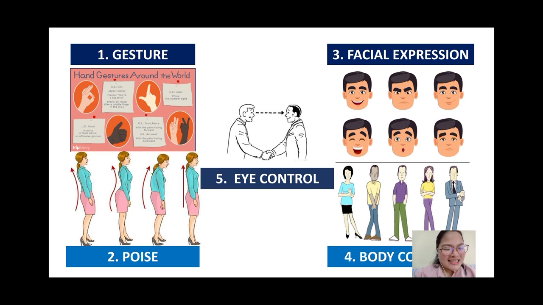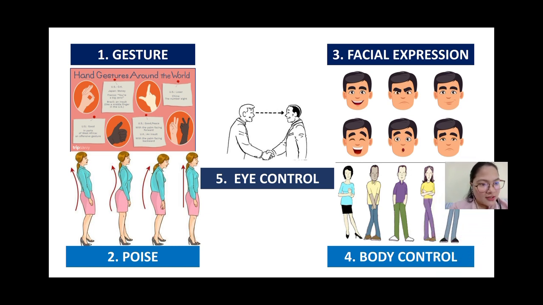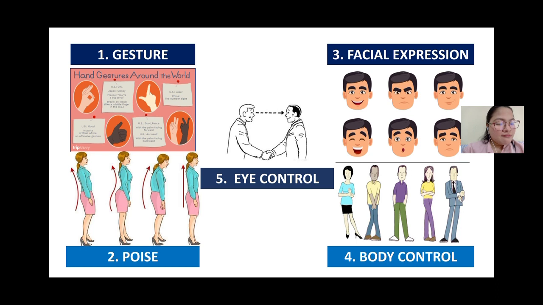Okay, next and last is body control. Okay, you cannot see it. Okay, there. Body control. So, body control and poise are somehow related. So, for example, there are instances that you do not notice, but you tend to cross your arms when you are in doubt of the message that was being sent to you. Kung you're doubting the speaker, you tend to cross your arms or you're being appalled by the speaker, you cross your arms.